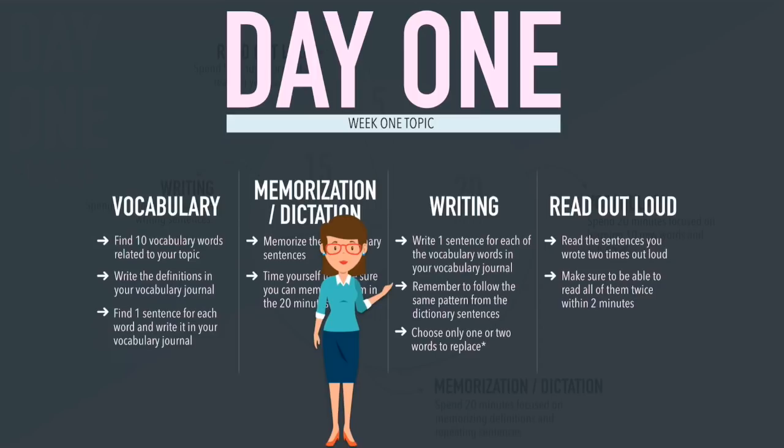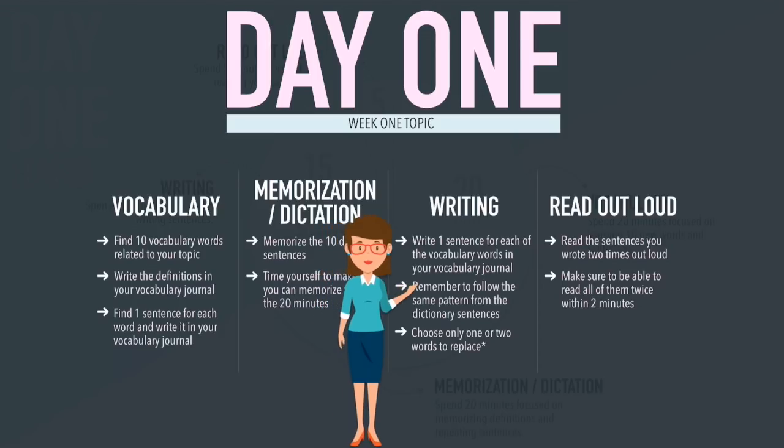So you're going to write one sentence for each of the vocabulary words in your vocabulary journal. Remember, I said we're going to use the journals a lot throughout this 30-day study plan. Then remember to follow the same pattern from the dictionary sentences. So, for example, if the sentence is, I love to eat delicious food, only change one word. You can say, I love to eat delicious pancakes. I only changed one word because delicious was my vocabulary word. Okay? And last, choose only one or two words to replace. I just gave you the example, and that's what we're following.